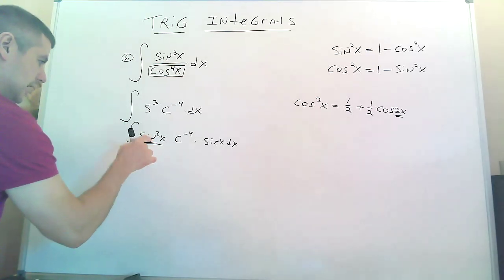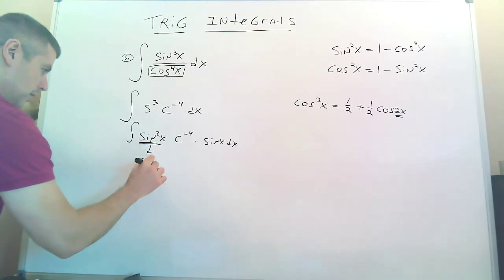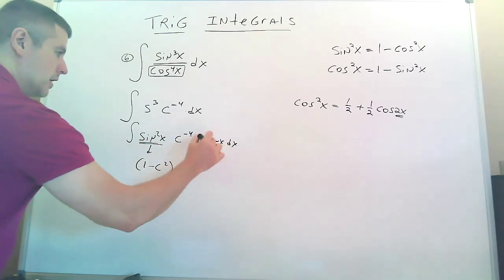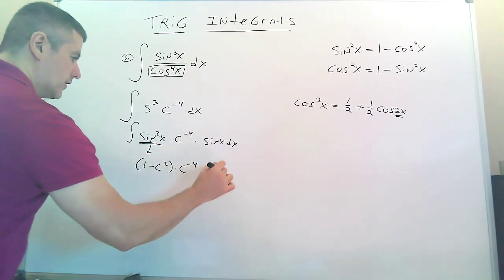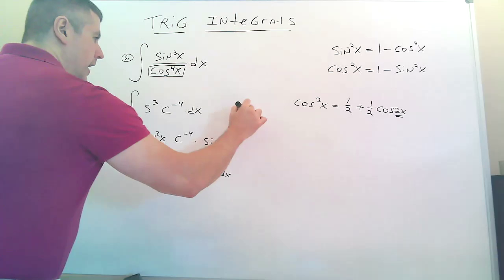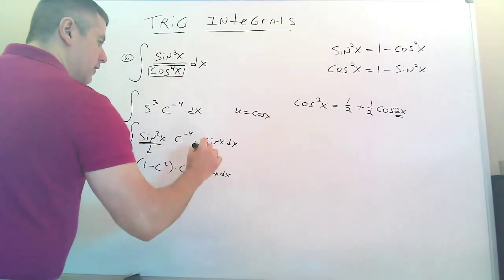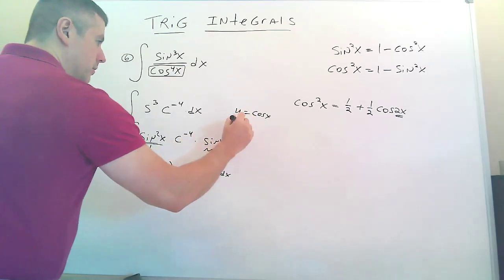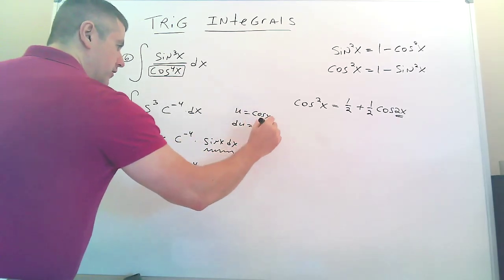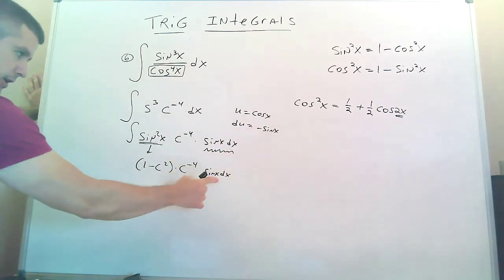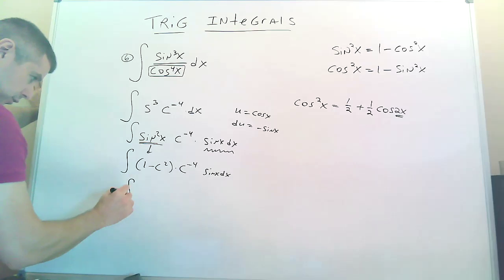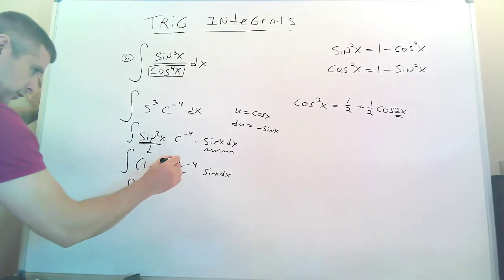Once again, here, you replace it with 1 minus cosine squared. And here's where we got to be a little careful. You're still going to have sine x dx. That's going to be my du. My u has to be cosine. Remember, whichever one is here, the opposite one is the u. But remember, the derivative of cosine is negative sine. So I'll end up putting a negative here. Distribute the cos minus 4, so you get cos minus 4.